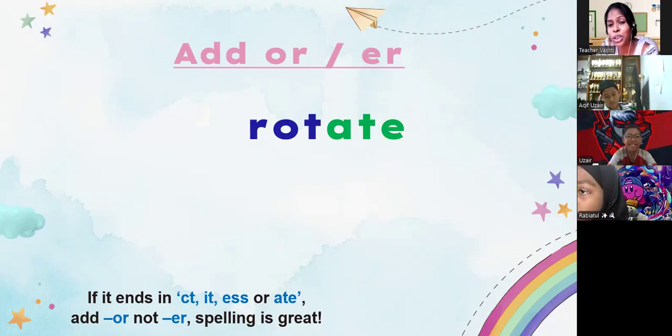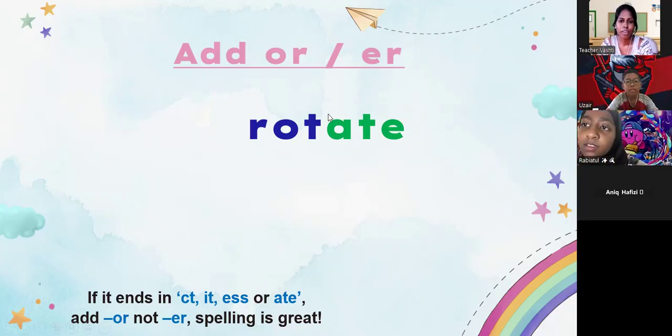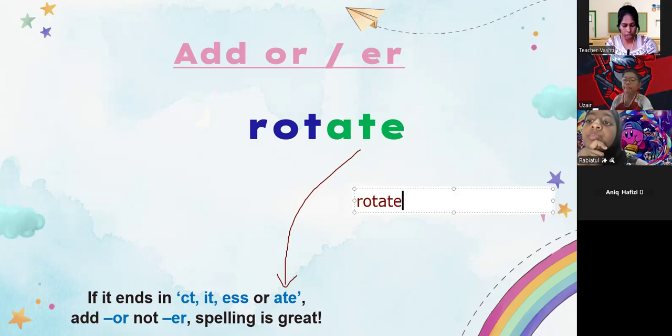Okay. How about the next one? Rotate. Tambah ER ke OR? OR. Why? Because ada 8 dalam lagu tu. Ada ATE. So, kena tambah OR. So, boleh tak teacher eja? ROTATE tambah OR. Jadi rotator. Wow. Macam roti canai. Rotator. Rotateur. Macam ratatouille pula kartun dia. Betul ke? Rotator. No. Rotateur.